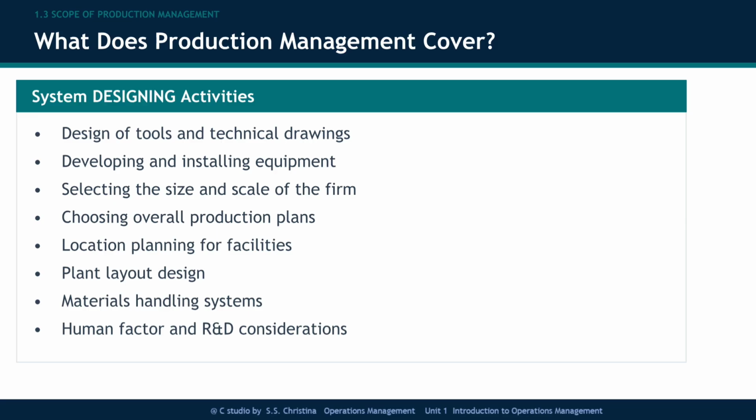Plant layout, how the factory floor is arranged, which directly affects efficiency and flow. Materials handling, how raw materials, components, and finished goods move through the facility.